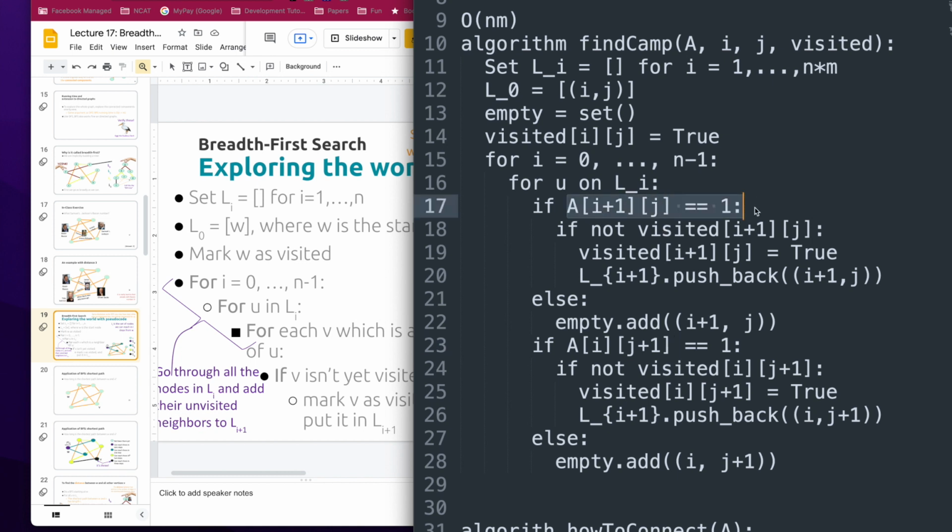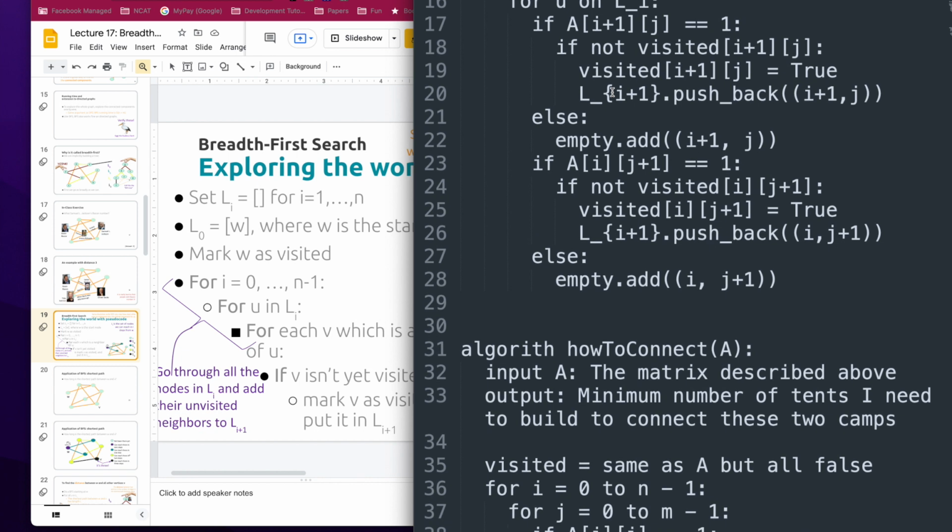So it's only going to start with our immediate component, and it's going to follow edges that are 1, which are just, is there a tent next to me? And then once it gets to the end of the entire camp, if there is not a tent next to me, all it does is keep track of this exterior boundary. But it does not add it to the Li plus 1, so it won't be visited afterwards. So that's the find camp algorithm.